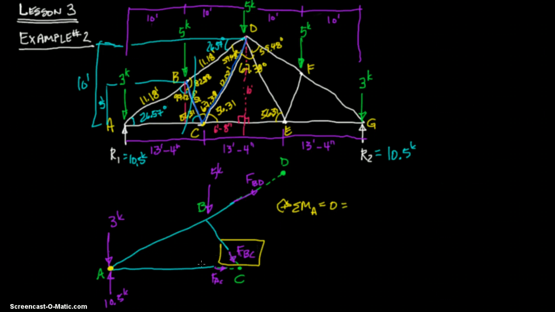But one thing you need to remember is the moment distance is perpendicular. So it's actually this. It's not this distance. You know what I mean? That distance is not going to be your distance. It's going to be 10 foot for that 5 kips.